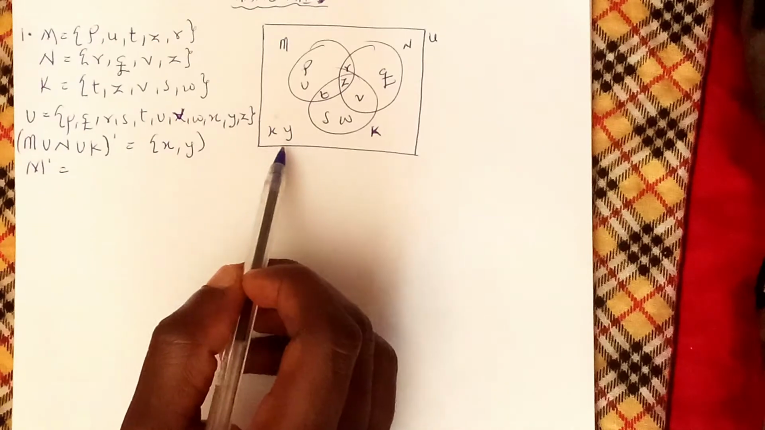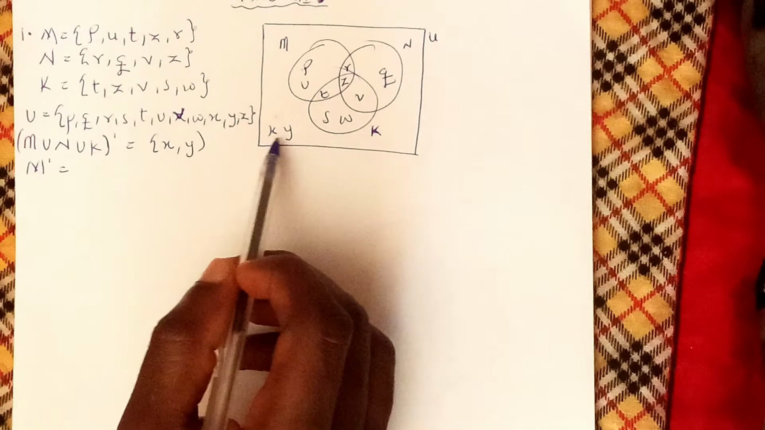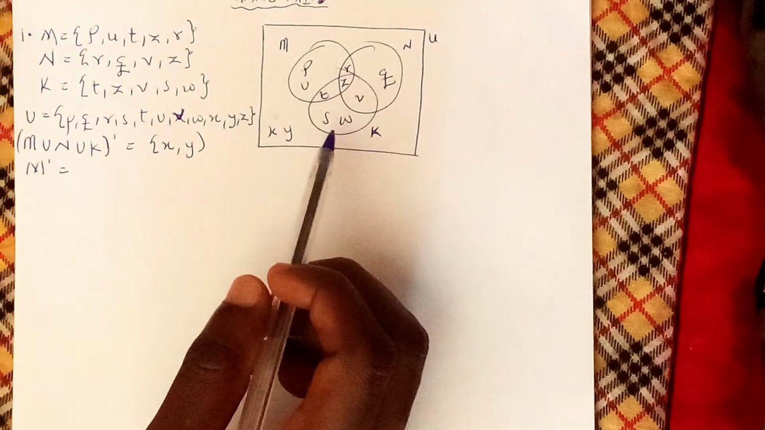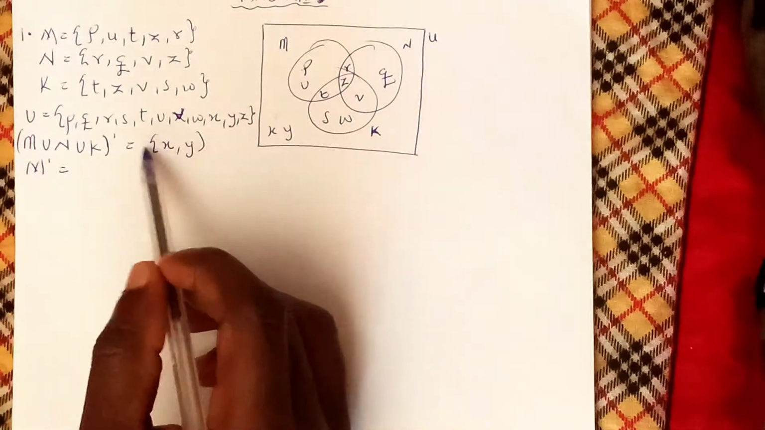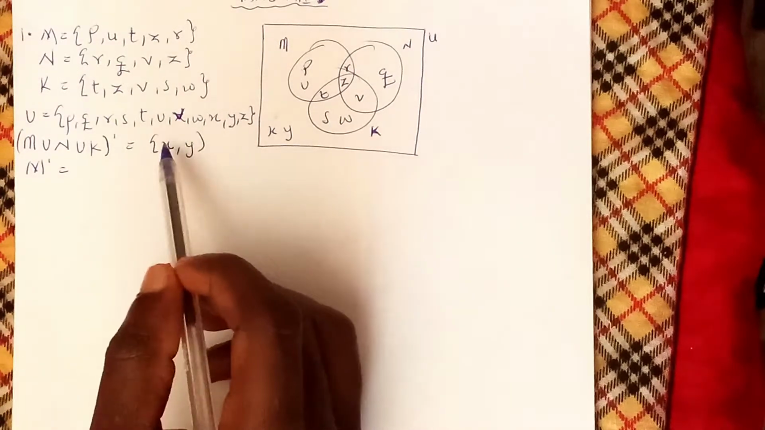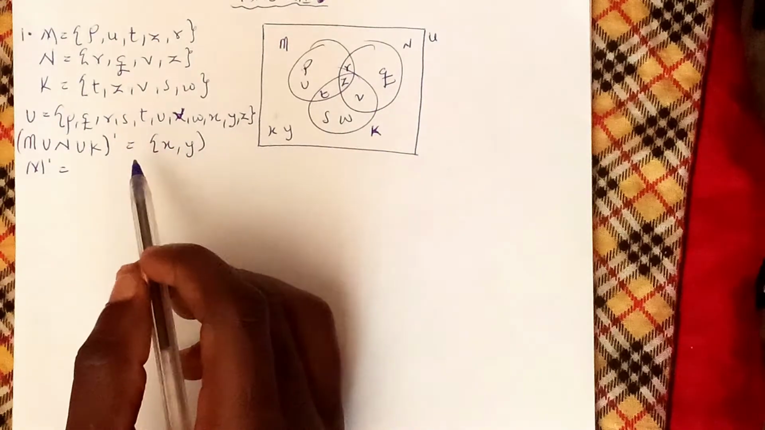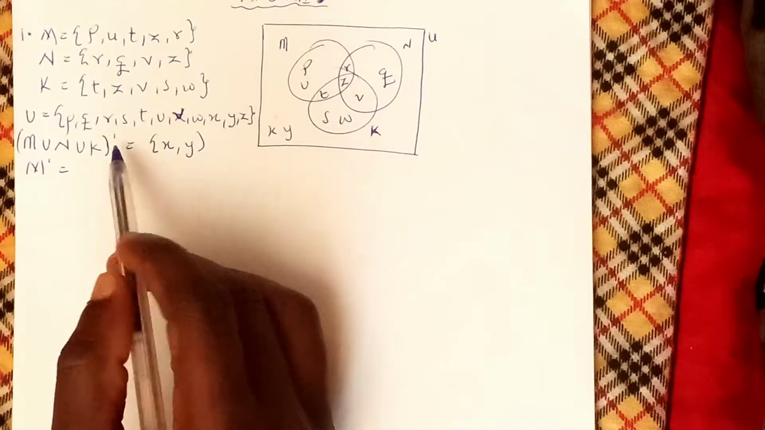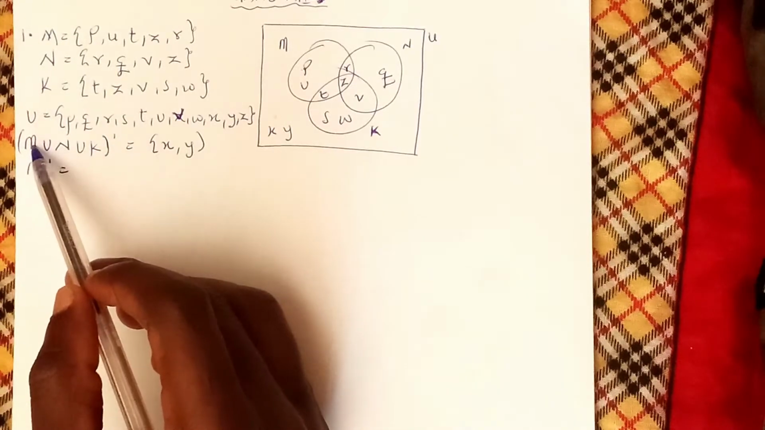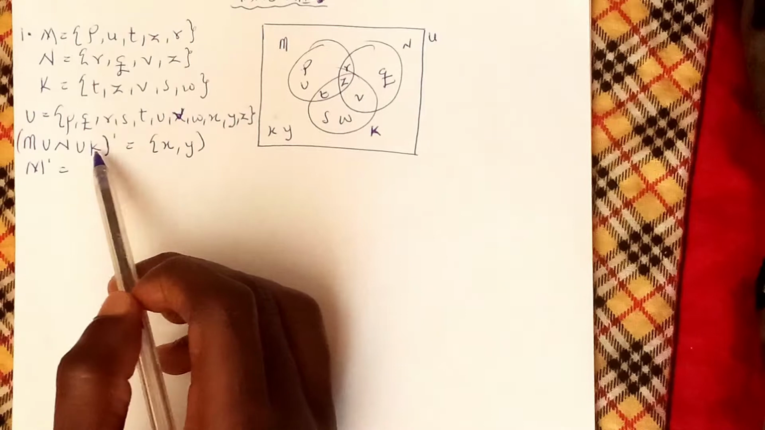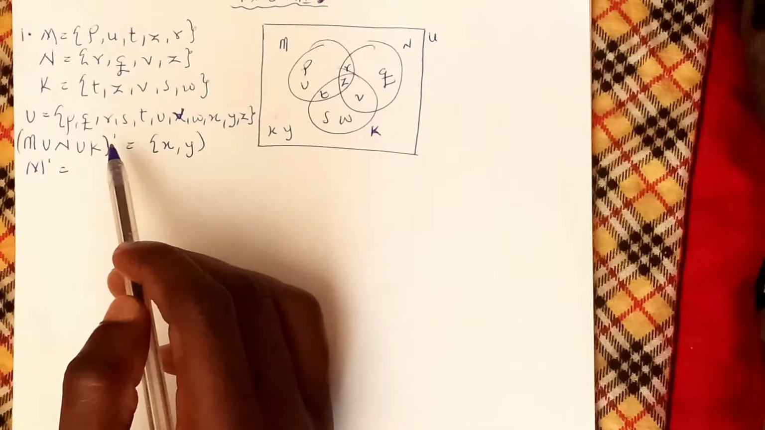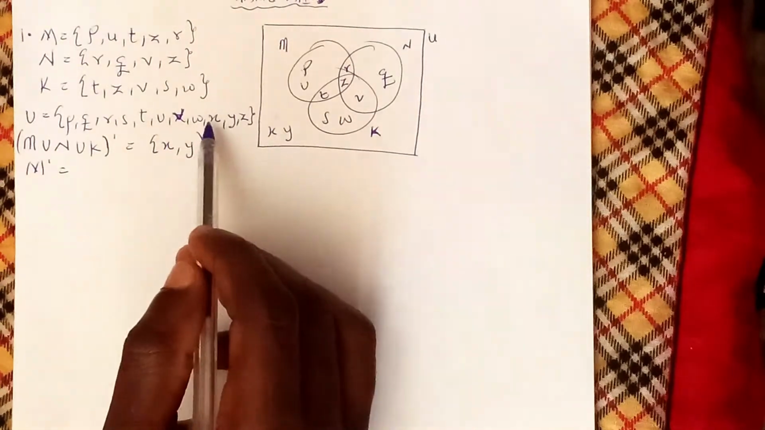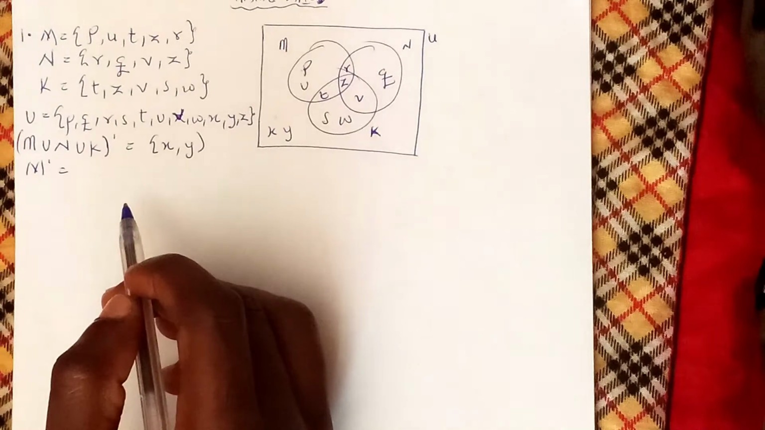As you can see in the Venn diagram, we have a certain portion here where we have X and Y. They are not part of either M, N, or K, but they are in the universal set. So therefore, we can list their elements to be members of (M union N union K) prime. This means that when you unite M, N, and K, you won't find any of them. When you unite them, these are the two elements that will be left in the universal set. So therefore, let's find M prime.